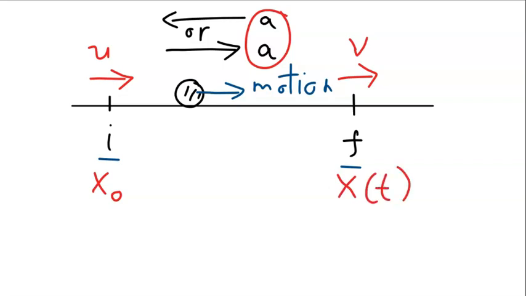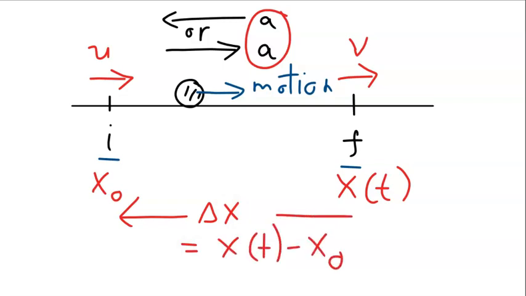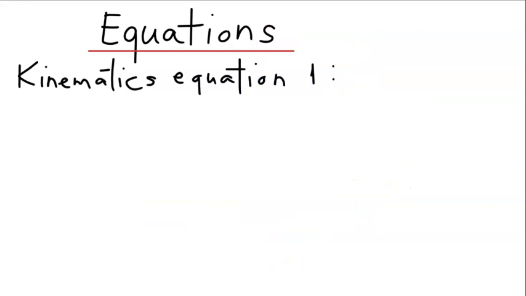A more crucial parameter is the distance between these two points, which we can label as delta x. It's defined as xt minus x0, so the distance between the initial and the final point. So these are the variables of kinematics. Let's go ahead and get the first equation.